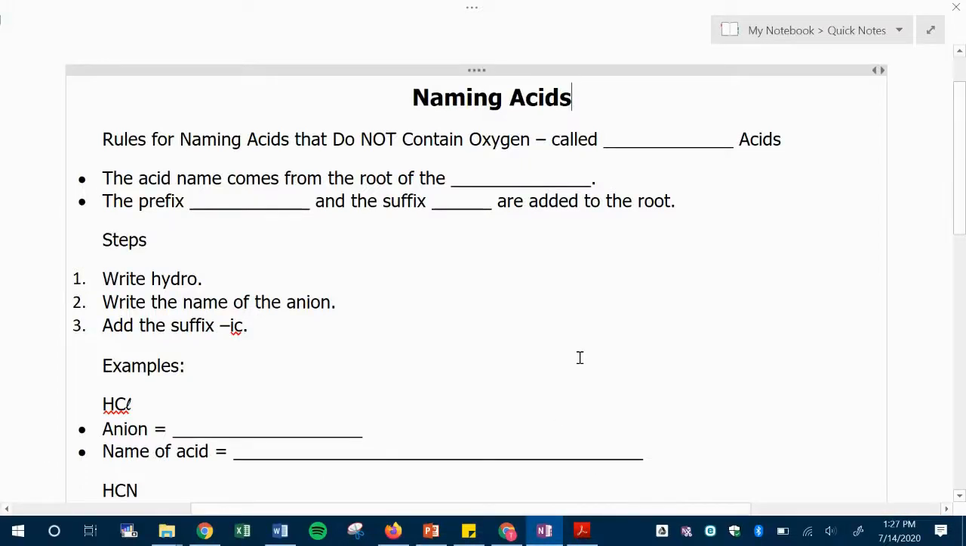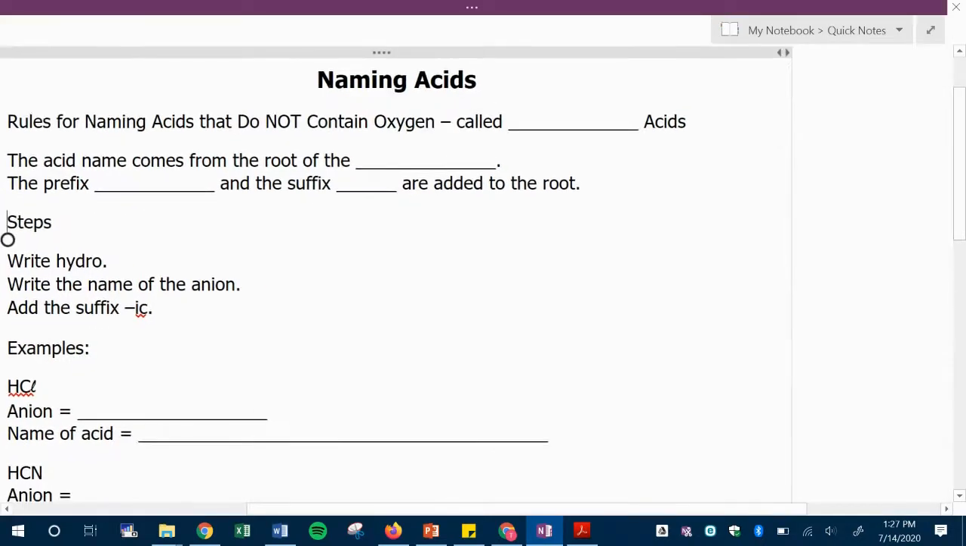All right, so our next topic is naming acids. Naming acids, in particular, is a little bit different. They have their own system that's separate from our ionic system and our covalent system. The big thing here is that when it comes to acids, you know something is an acid if it starts with basically a hydrogen.